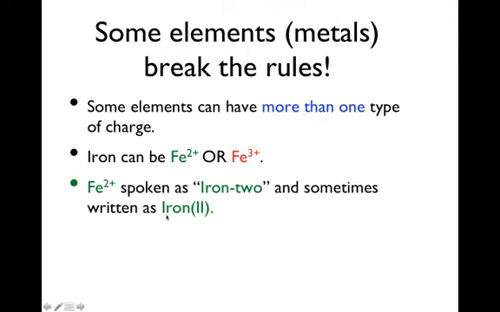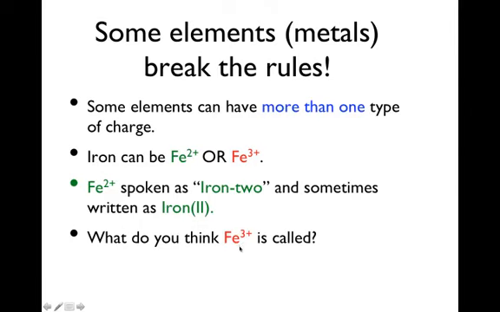The name of the element is written out, and then in parentheses you put a Roman numeral for however many positive charges that atom has. So for iron 2, we would write iron with the Roman numeral 2, which means this iron that we're talking about has a charge of +2. What do you think this would be called? You can pause and think about this for a second. In this case, iron with a charge of +3 would be spoken to other people as iron 3 instead of iron 2.